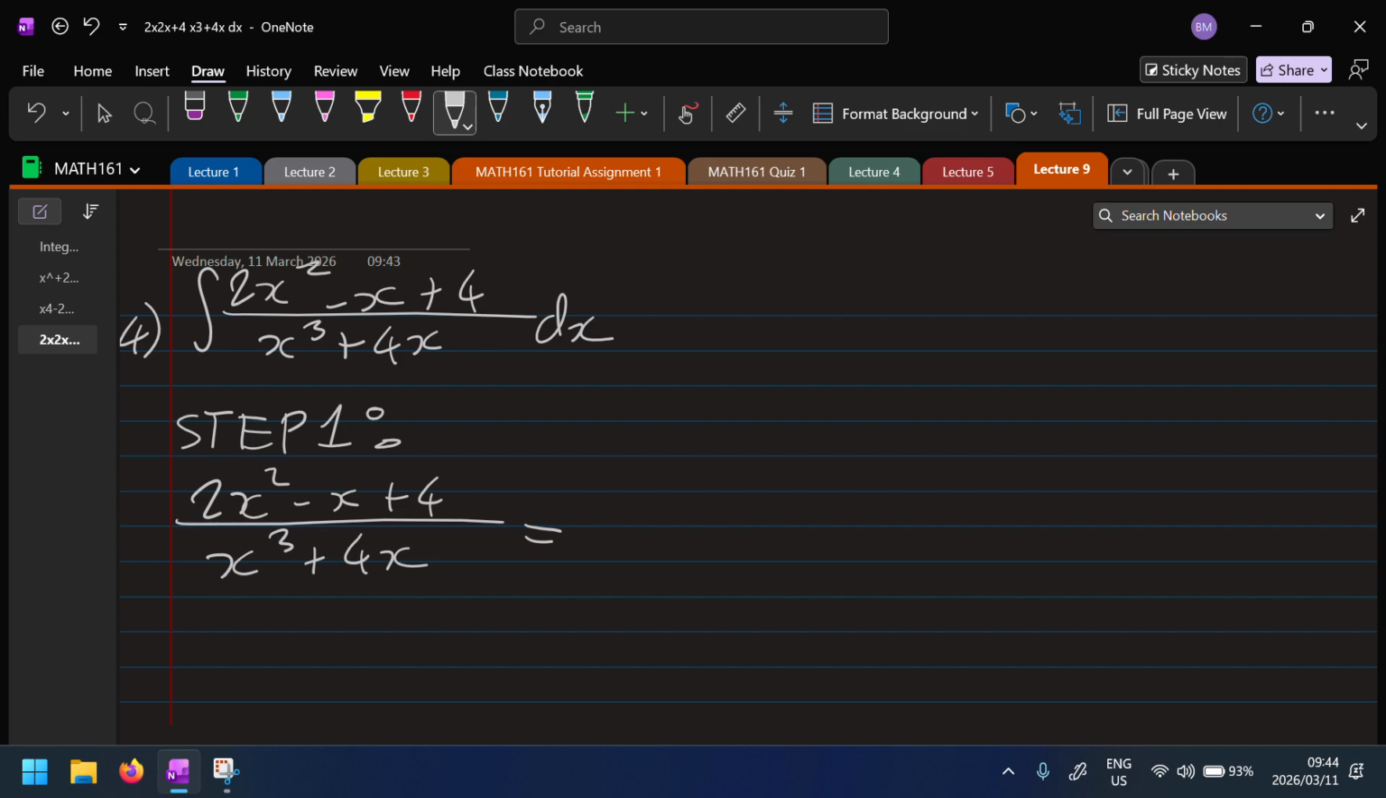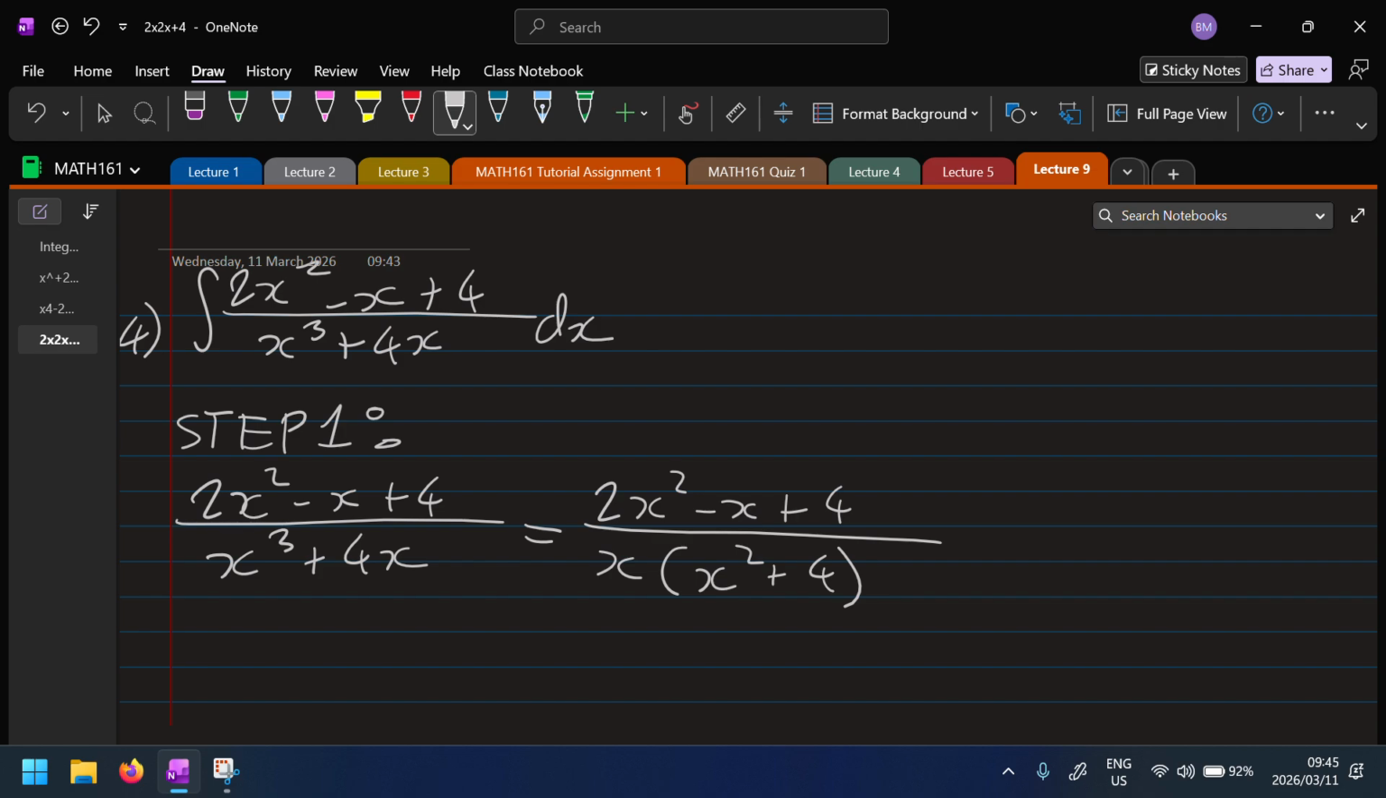So again, we do it step by step. You don't have to do everything at once. X cubed and 4x, they share a factor of x. And we can take that out. Okay, now we have a quadratic and we ask ourselves, can that be factored? X squared plus 4, can it be factored? No, it cannot be factored. So that is an irreducible quadratic term.